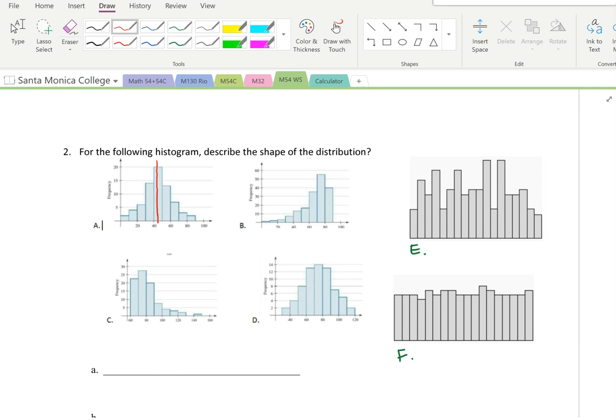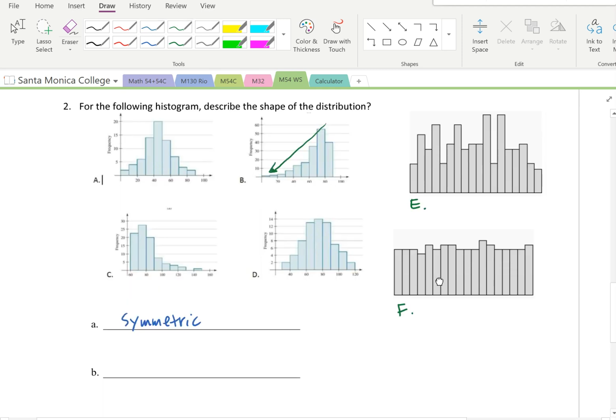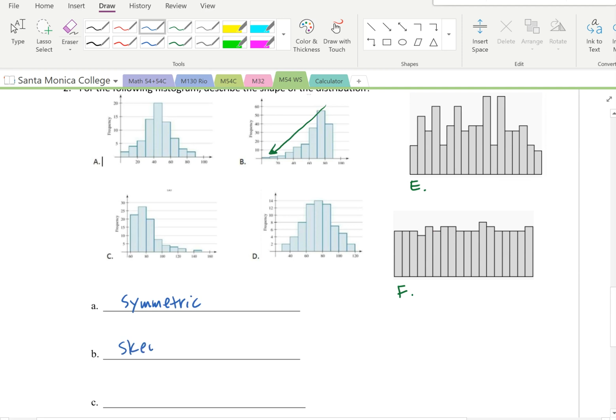Symmetric is also known as unimodal, or bell shape, another word for it. So let's just say symmetric here. Again, there's a different name for it, let me write it below. So this is symmetric. You can also say a bell shape. You can also say unimodal. Now, B, notice the tail is decreasing in this direction to the left. So it's skewed to the left. So B is skewed left.